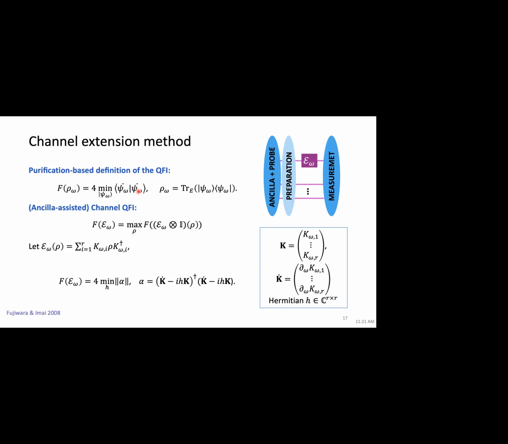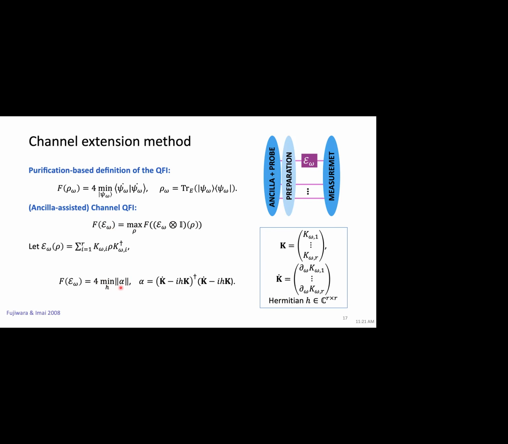So basically what we can do is we utilize the purification-based definition of the QFI. Suppose we have some quantum state rho omega, and then the QFI could be just the minimization of this quantity over all possible purifications of this rho. And then if we just plug in the Kraus operator of this quantum channel, it is easy to get to this final expression of the single channel quantum Fisher information.